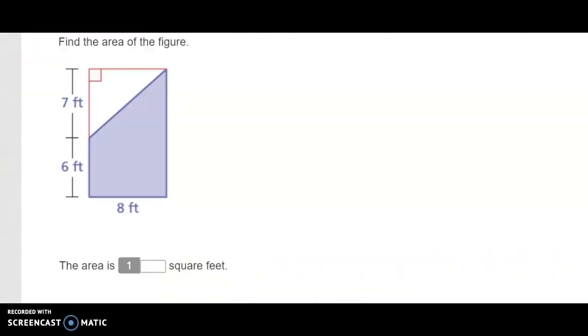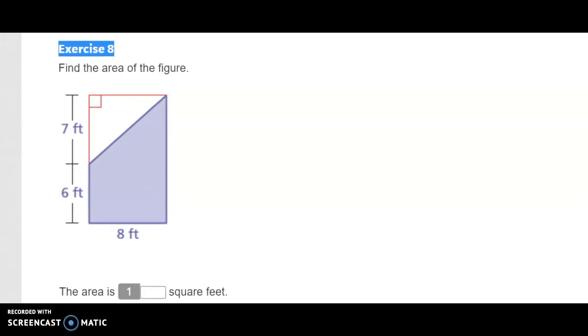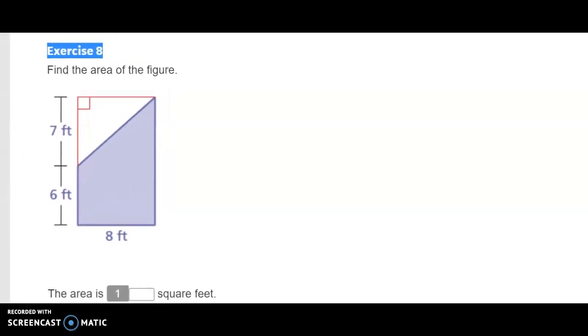Okay, so this is for exercise number 8, and we are finding the area of this figure. And this time, they've taken out this portion right here. We're not going to include it. We're only going to include what's here, but we have to figure out what's missing because what they've given us is a perfect rectangle and they've taken away the part that's missing and said, okay, don't include that in your calculation.